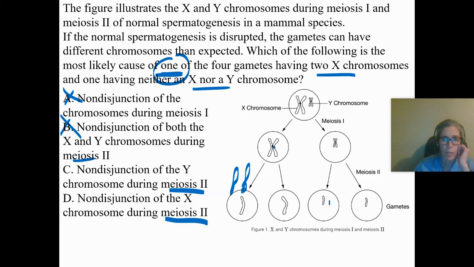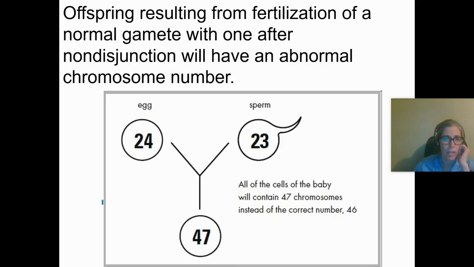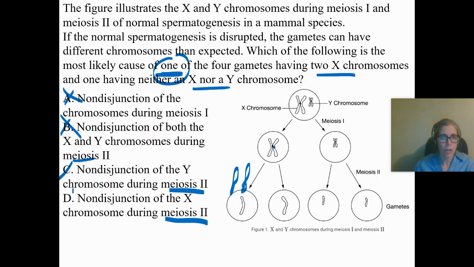Non-disjunction of the Y? No, because you'd have 2 Ys in one of the cells, so not that. So, whoops. So non-disjunction of the X chromosome during meiosis II is what we were looking at. If it were a problem in meiosis I, we would have all of the gametes with a problem instead of just one with too many and one with nothing.